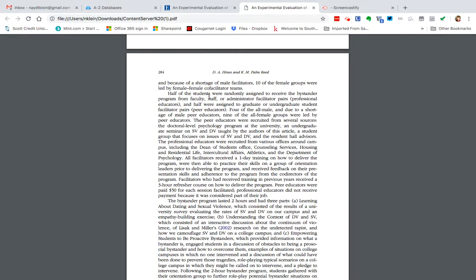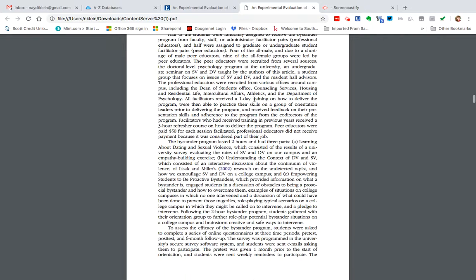It looks like half of the students were randomly assigned to receive the bystander program from faculty, staff, or administration, and half were assigned to graduate or undergraduate student facilitator pairs, so peer education. So in this, we can see they were interested to find what's most effective when you're talking about intimate partner violence. Is it most effective if you have a trained professional doing it, or is it most effective when you have trained peer educators doing it? So that gives us a gist of what's going on here.